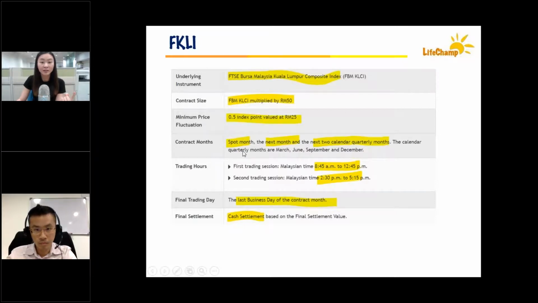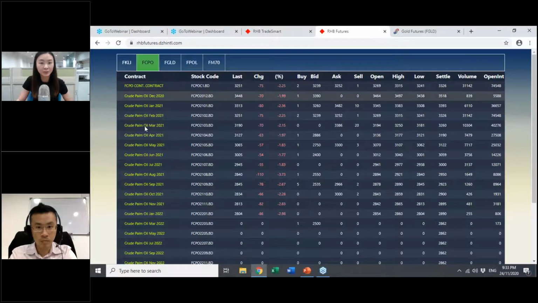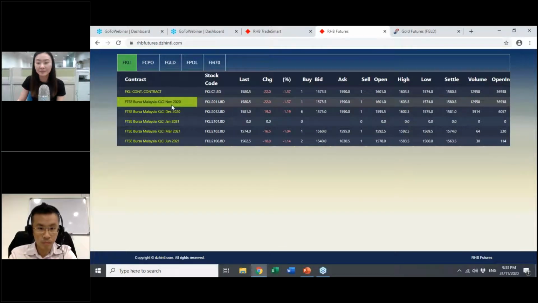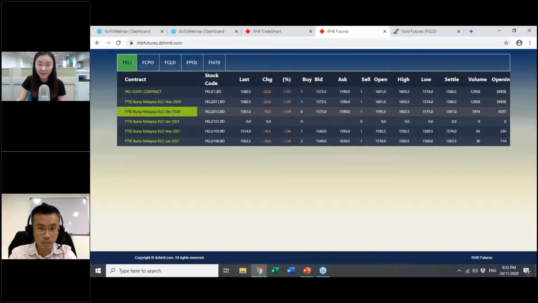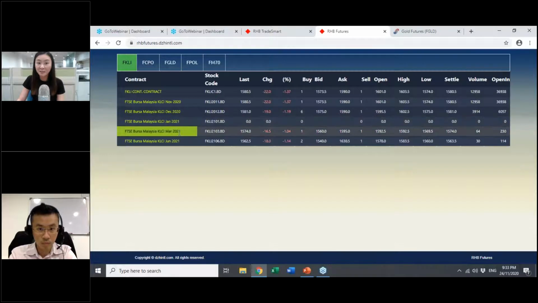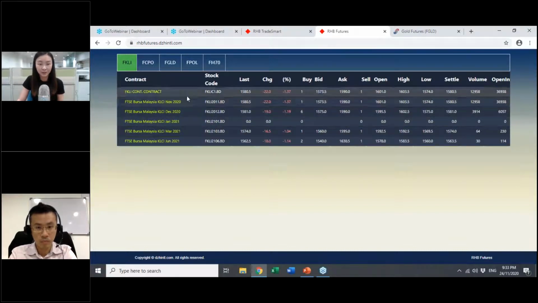And we look at the contract months: the spot month, the next month, and the next 2 calendar quarterly months. So I'll show you the website. Go to RHB, go to the futures board for FKLI. Spot month means November, the next month is December, and then the quarterly months. So the next quarterly will be January, then March, and then June. So these are the available contracts for you to trade for KLCI futures. We go back to the slide.